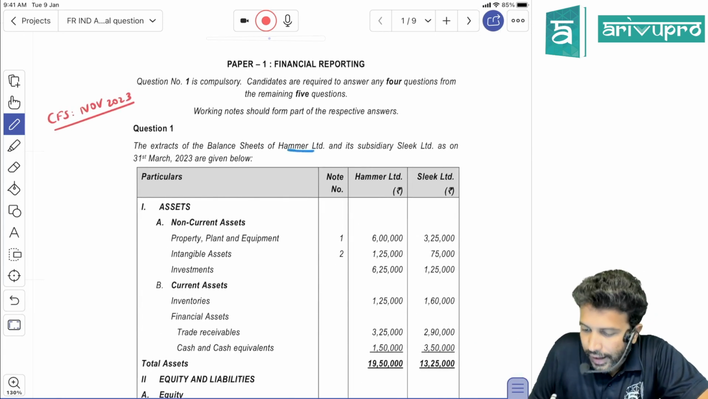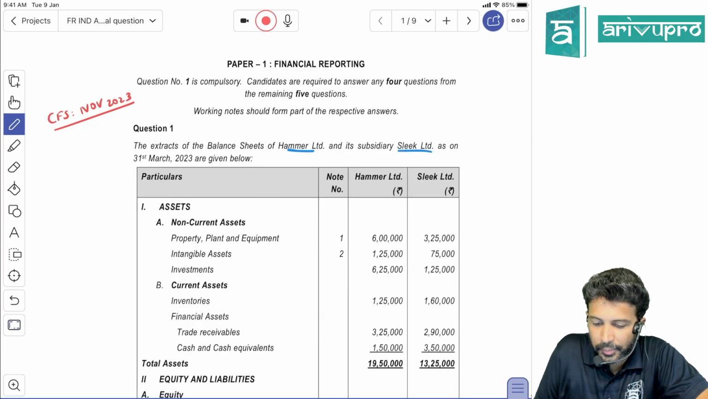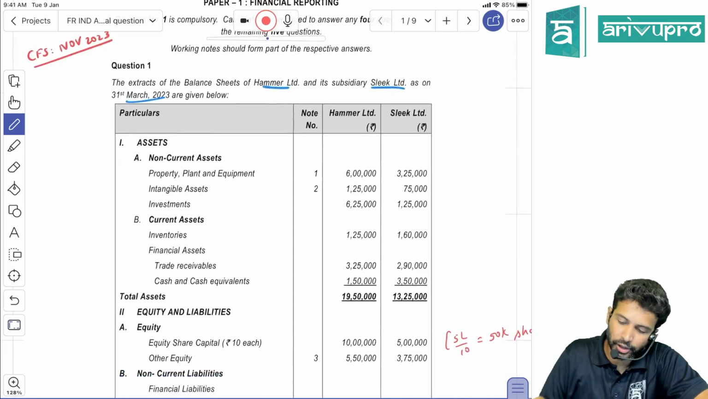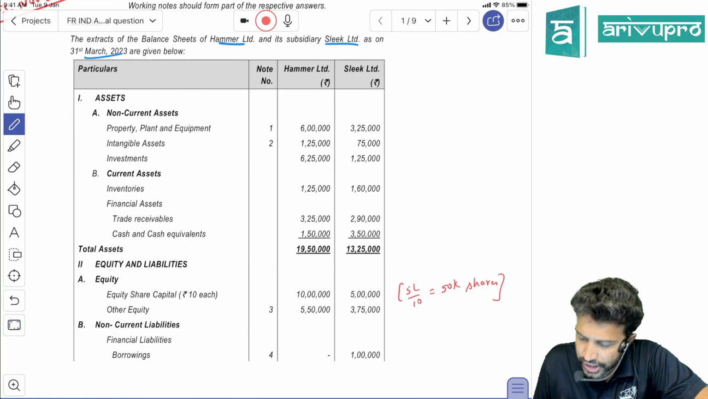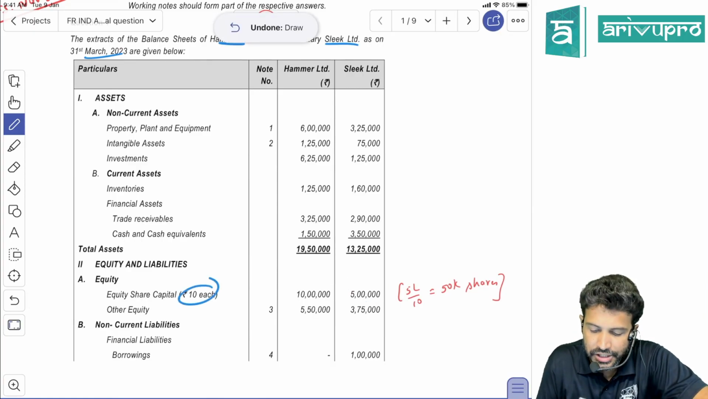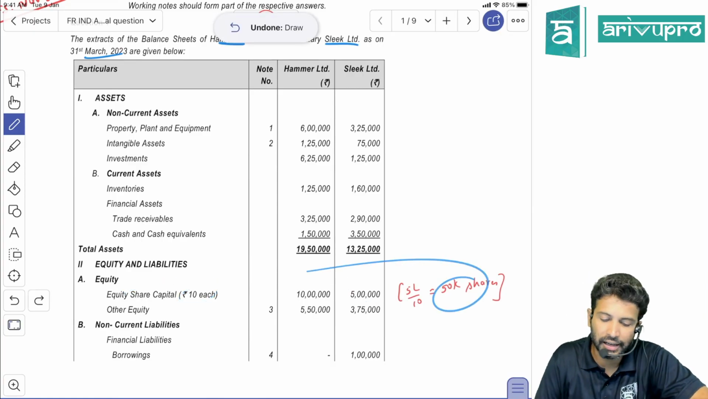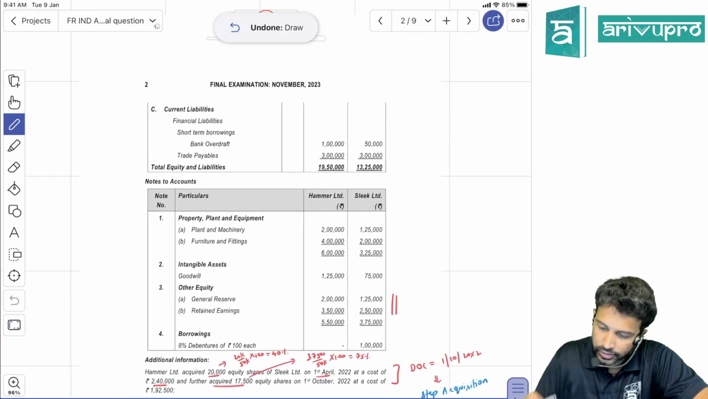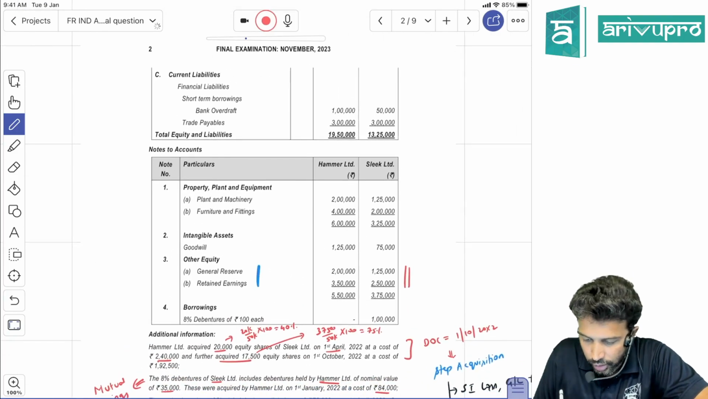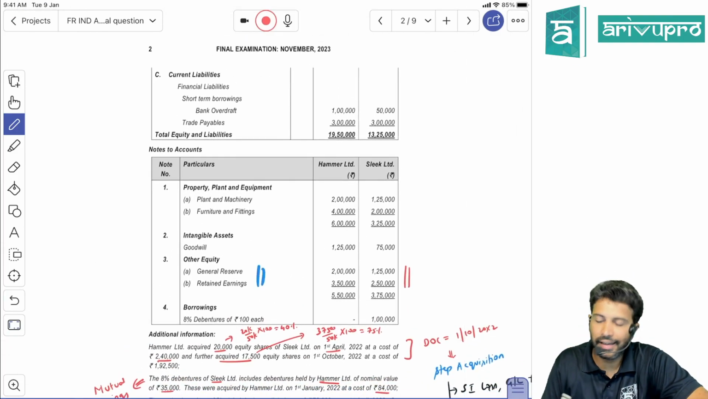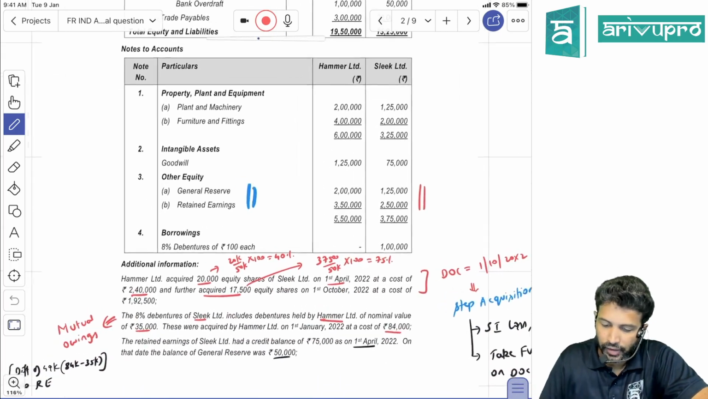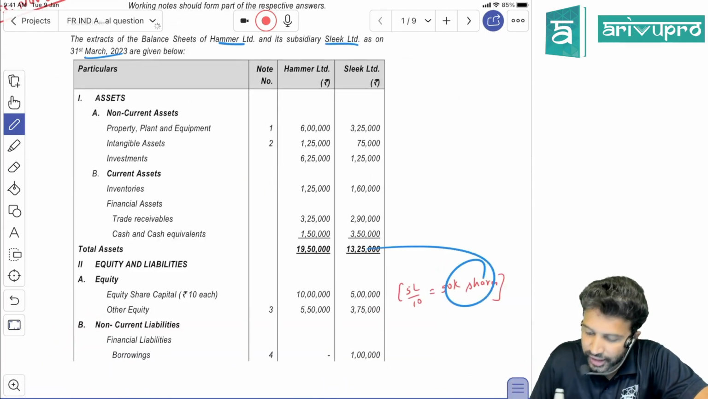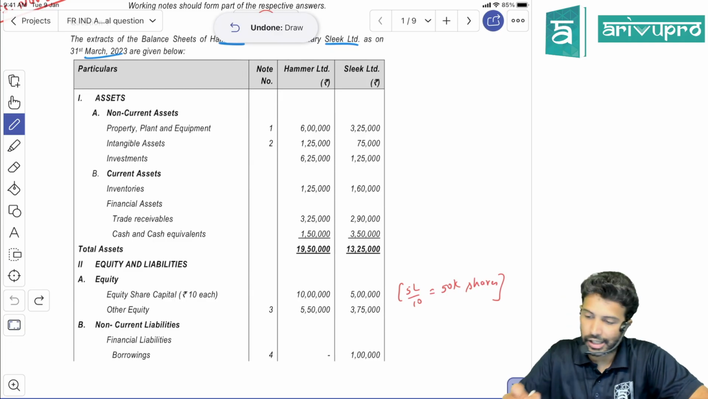Balance sheets of Hammer Limited and its subsidiary Sleek Limited as on 31st March 2023 are given to you. Okay, a simple balance sheet. The share capital of Sleek Limited is 5 lakh. Each share has a face value of 10, so they totally have 50,000 shares. We have two components in other equity, general reserve and retained earnings. Keep this in mind: the subsidiary company totally has 50,000 shares.